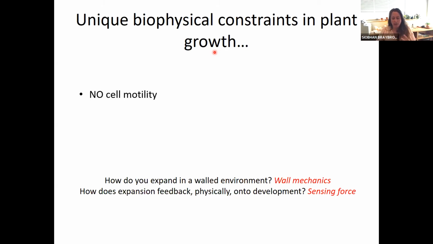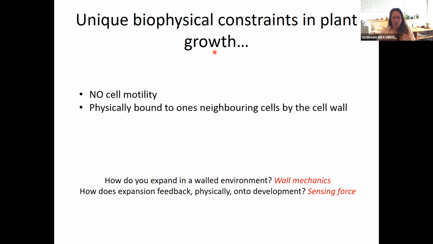And so what that means is if one cell is going to do something like expand, there has to be some accommodation by the cells around it as well. And so you can't just do something cell autonomously without having your neighbors physically feeling that. And we'll talk about that a little bit later.